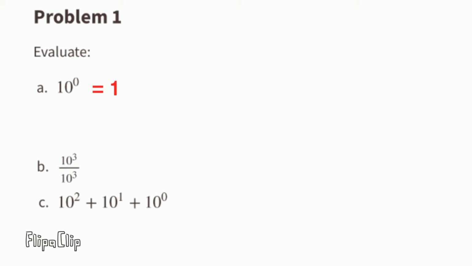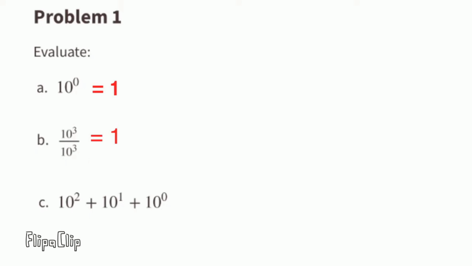B. 10 to the power of 3 over 10 to the power of 3. So any number divided by itself is always equal to 1. 10 to the third power divided by 10 to the third power is like 1 divided by 1 because they cancel each other out, and you can replace each of them with a 1 when they cancel each other out.